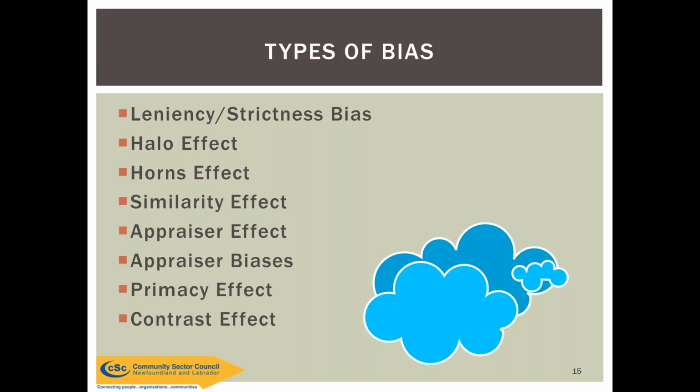So you want to be aware of bias. The leniency or strictness bias occurs given people differ in how they evaluate people. So some interviewers are very liberal and lenient, while others are critical and demanding. This bias tends to raise or lower the scores of people who are interviewed.